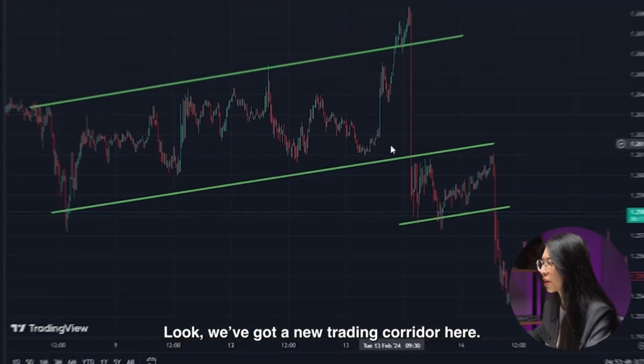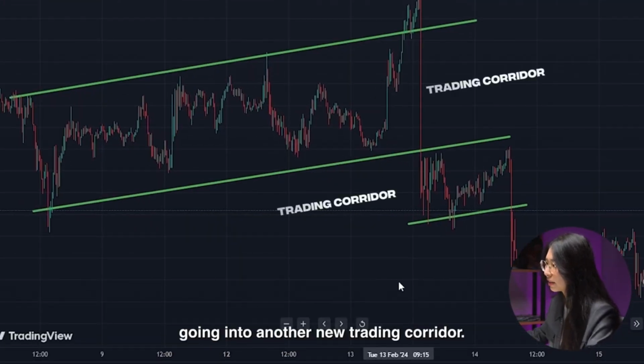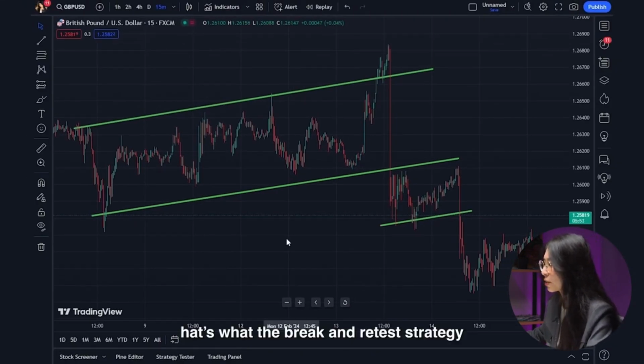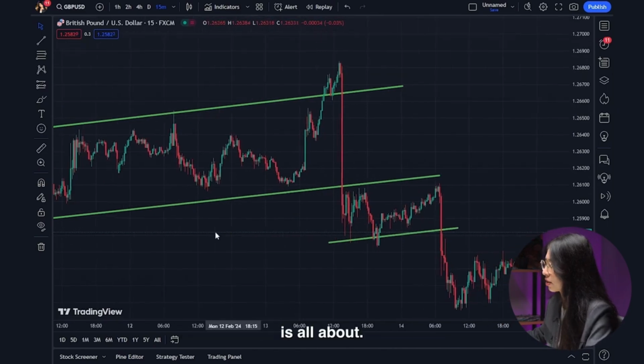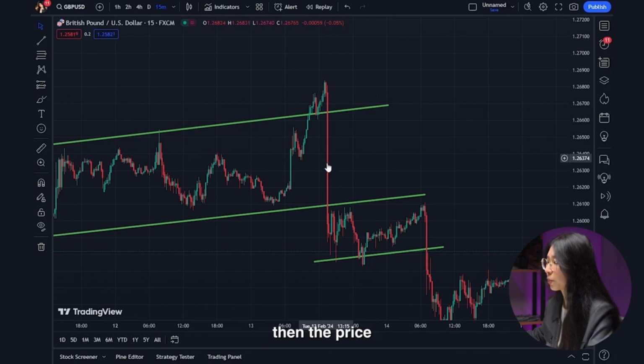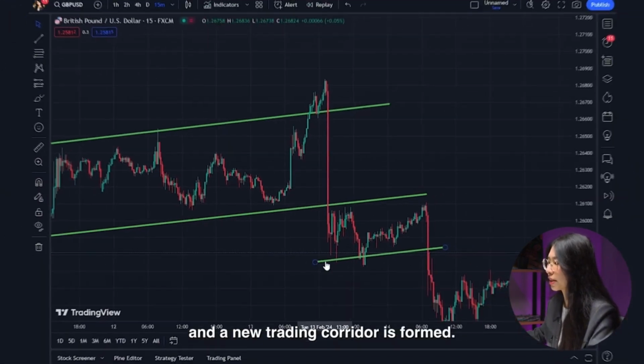Look, we've got a new trading corridor here, and we see one trading corridor going into another trading corridor. And of course, they're connected. And that's what the break and retest strategy is all about. In this situation, the price goes in one range, then the price sharply breaks the support level, and a new trading corridor is formed.